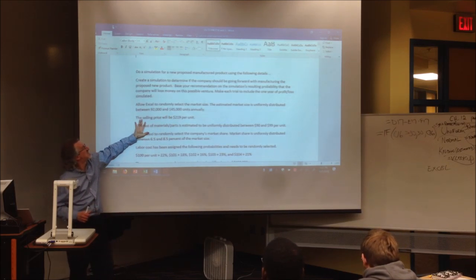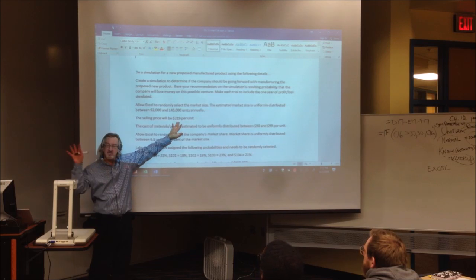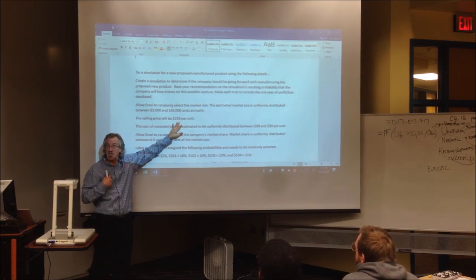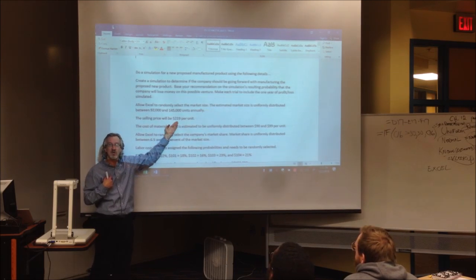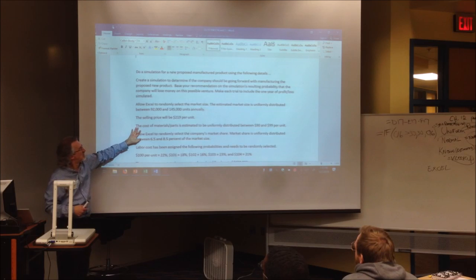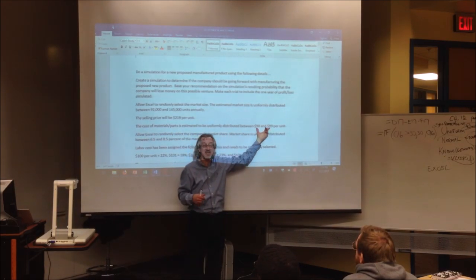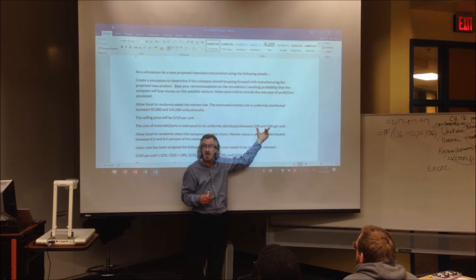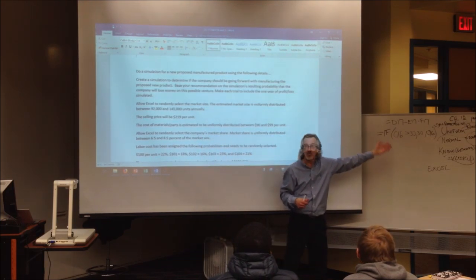Next it says, the selling price will be $219. There's no randomness involved. It's just however many our company's market share is of this market. We need to multiply times 219 to get revenue. Next, the cost of materials and parts is estimated to be uniformly distributed between $90 and $99 per unit. There's an expense, a cost, right there. You got to simulate this. Uniform. You already know what to use.